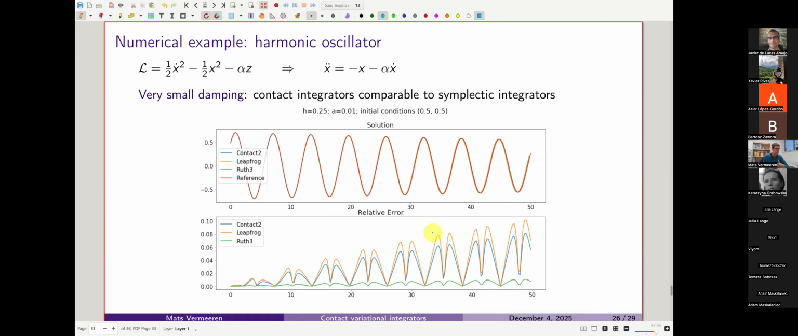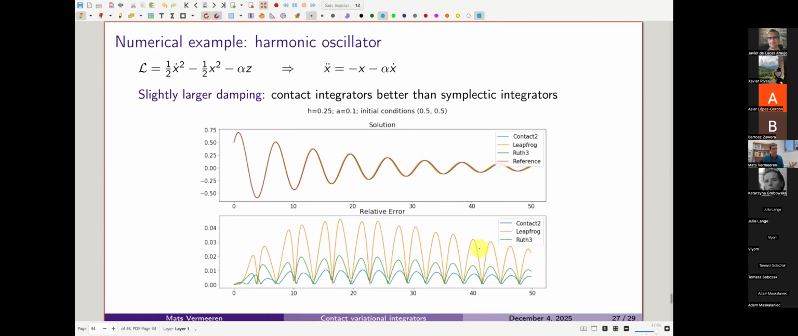is a symplectic method, which doesn't really fit here, but the numerics weren't that bad. And if we used slightly bigger damping, then the contact integrator did come out with the lowest error. So there's definitely some evidence that it makes sense.